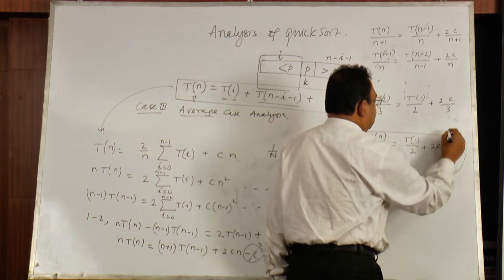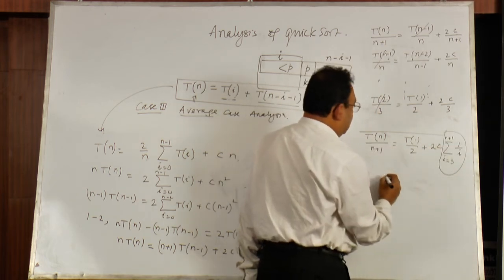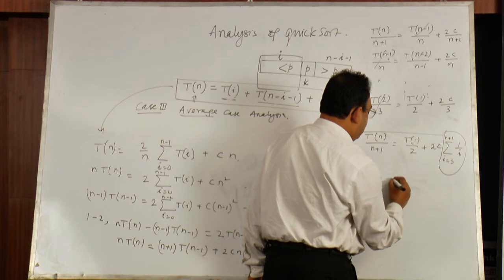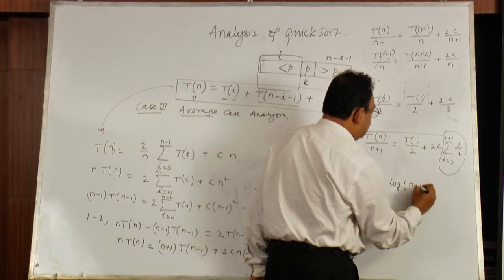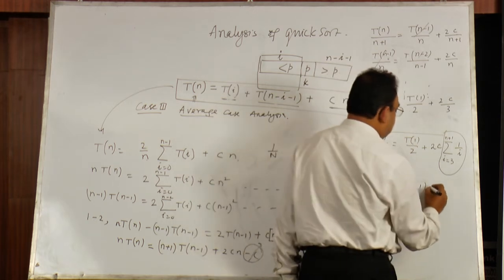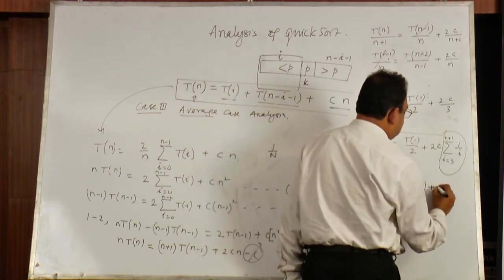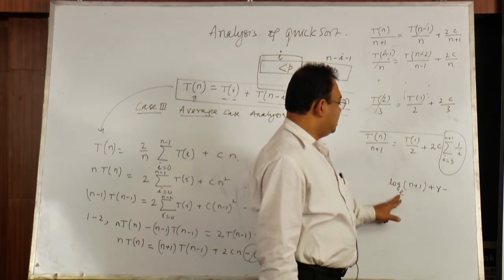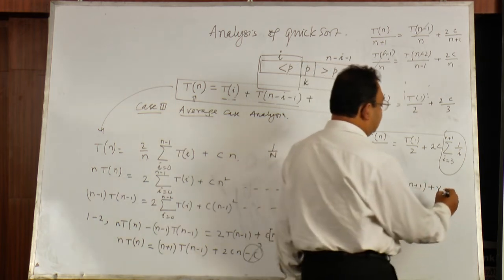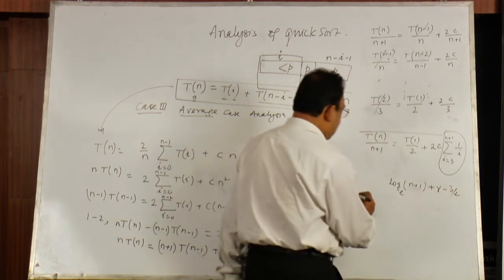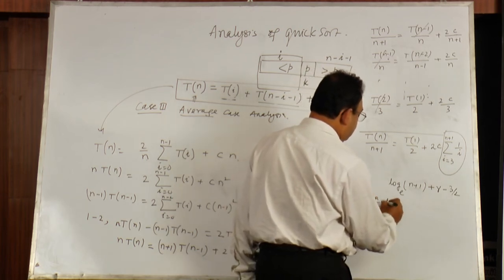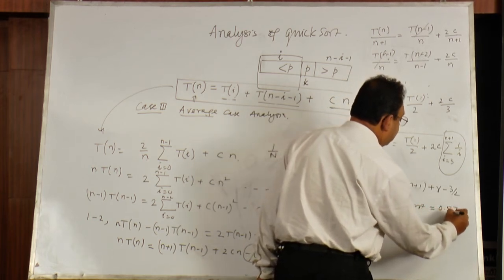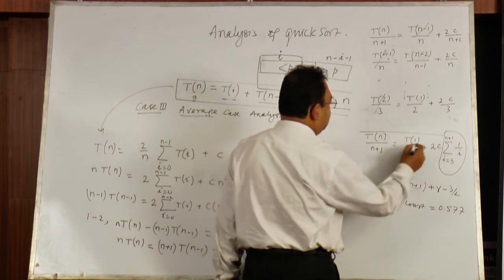Now, this series is a log n series. So, this series can be represented by log n plus 1 base e plus gamma minus 3 by 2, where gamma is a constant known as Euler's constant, whose value is 0.577. So, this is a constant term.